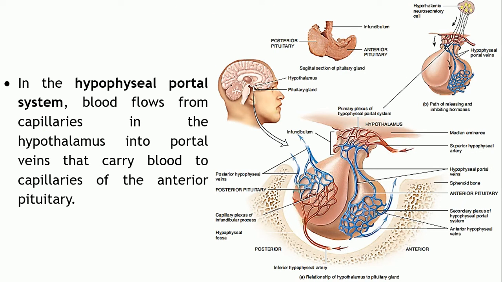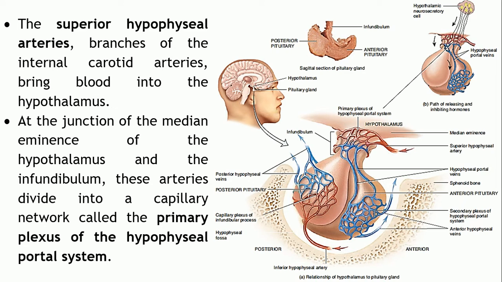Okay, so such type of portal system exists in this particular region and that is known as the hypophyseal portal system. Here the blood flows from the capillaries in the hypothalamus into the portal veins, and from here it will be carried back into another system of capillaries in the anterior pituitary. As you can see over here, this is one network of capillaries and that is another network of capillaries, right.